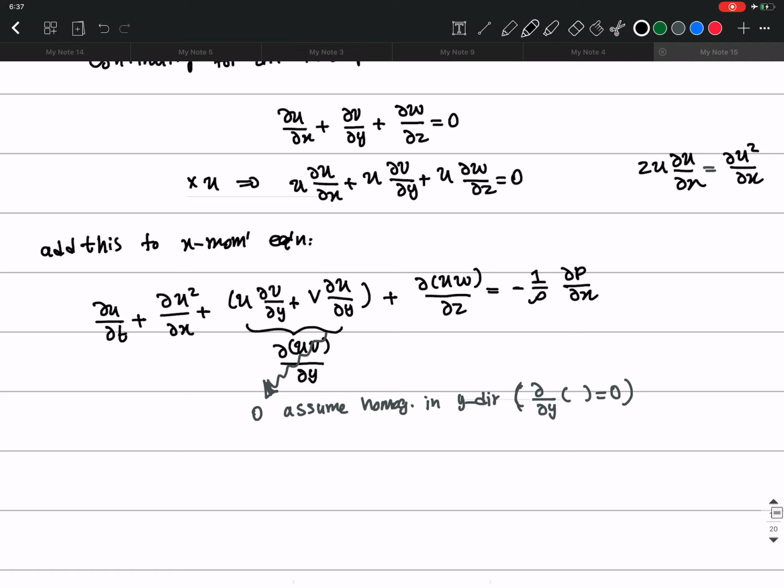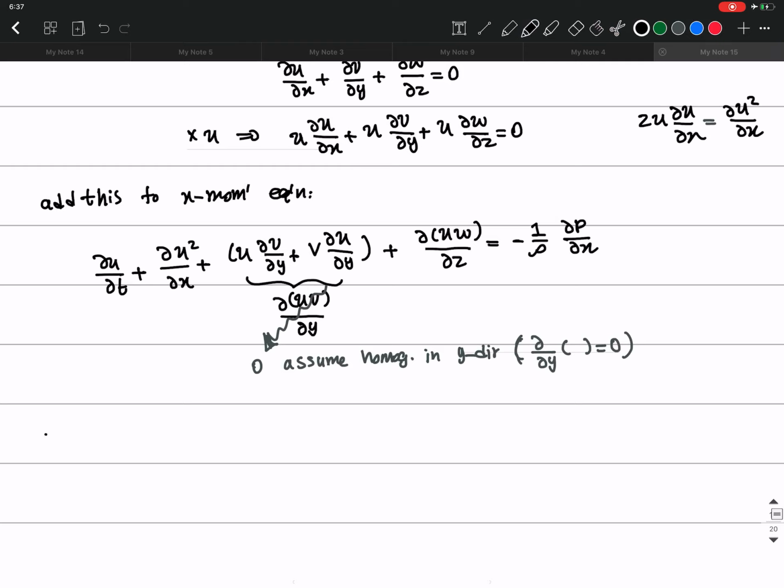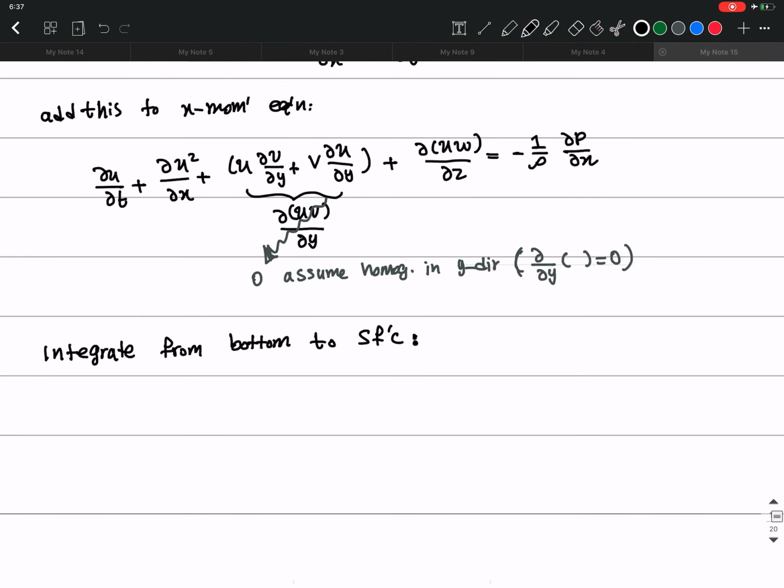Okay. So now what I want to do is integrate the remaining equation from the bottom surface to the free surface. So from the bottom of the flow to the surface, or from 0 to h. So let's get started. So first we have the integral from 0 to h of partial u over partial t plus partial u squared over partial x dz.